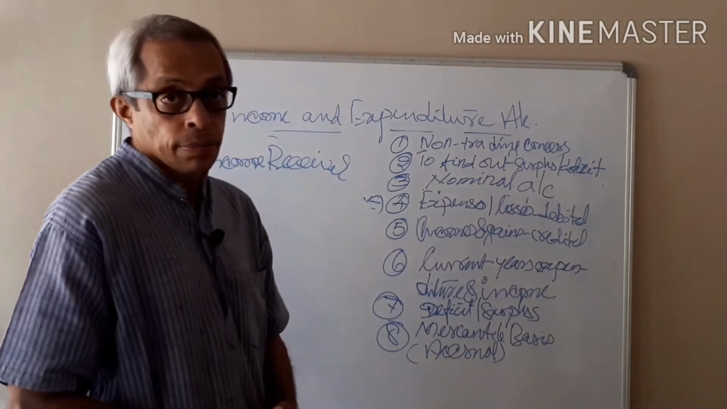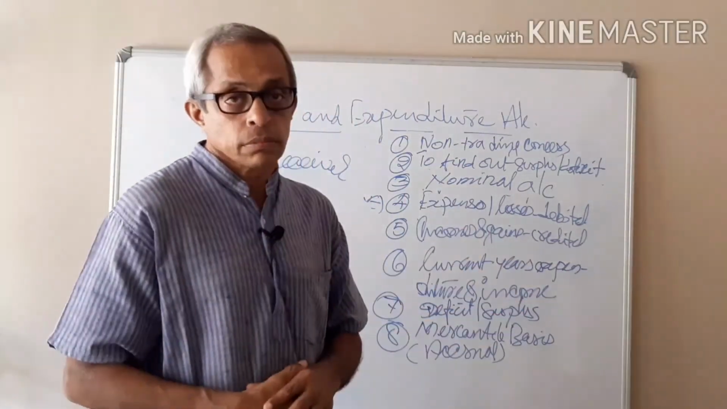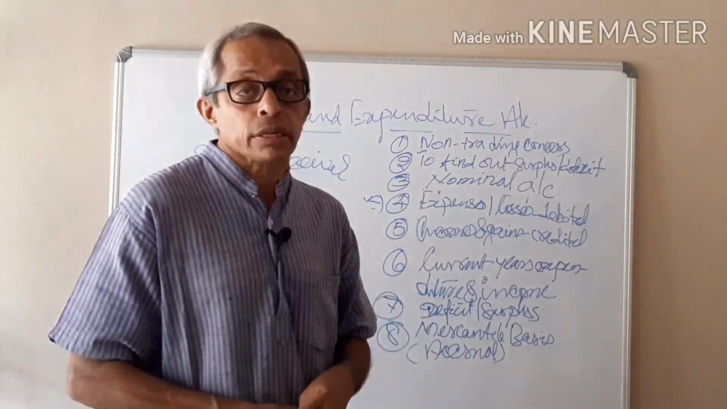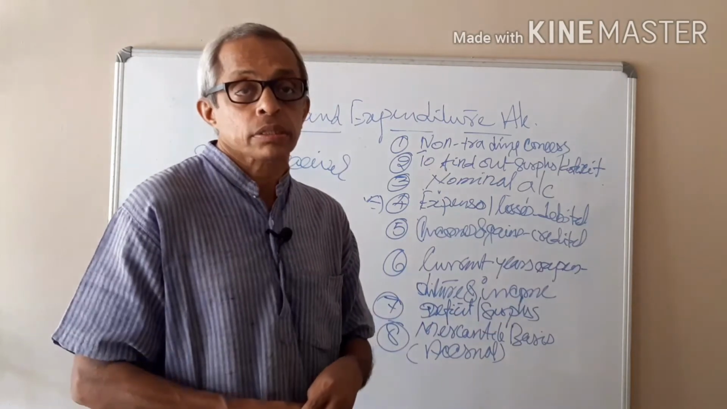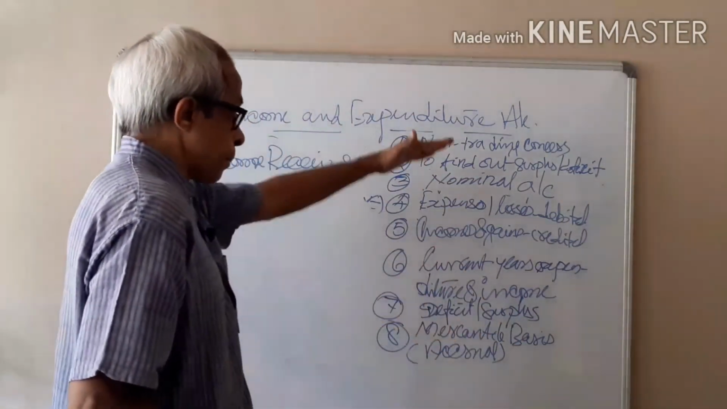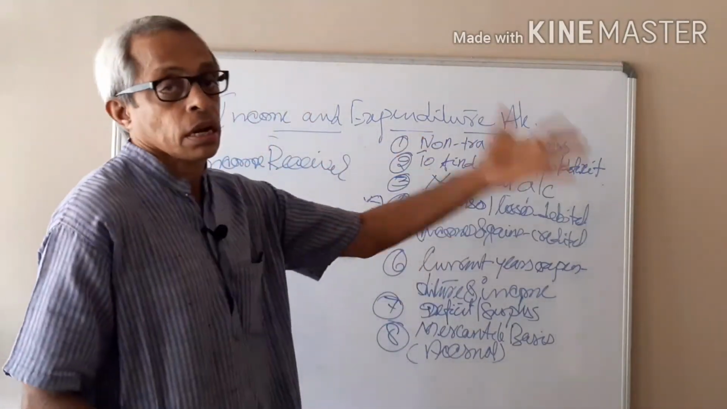That means apart from actual amount received, we adjust all the prepaid items, all the accrued items, all outstanding items, all received in advance. All these are the main points to be known from income and expenditure account.